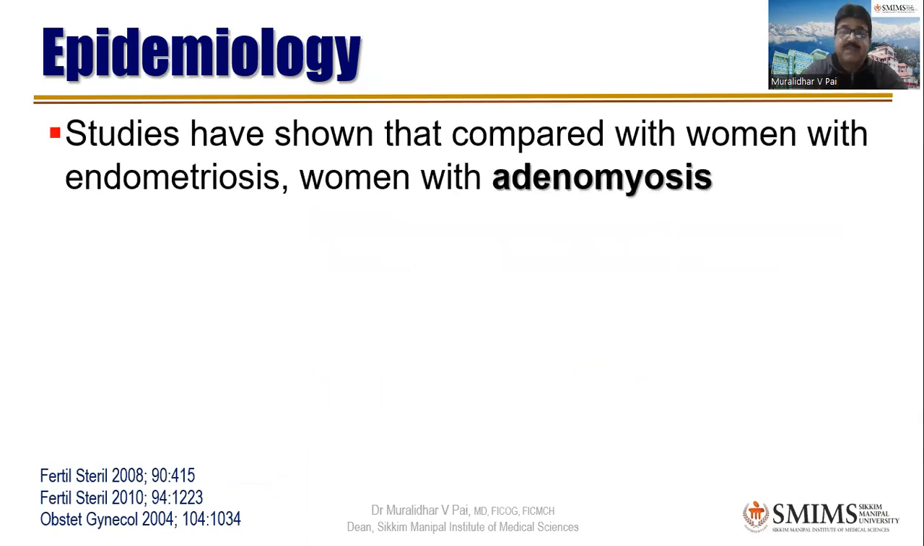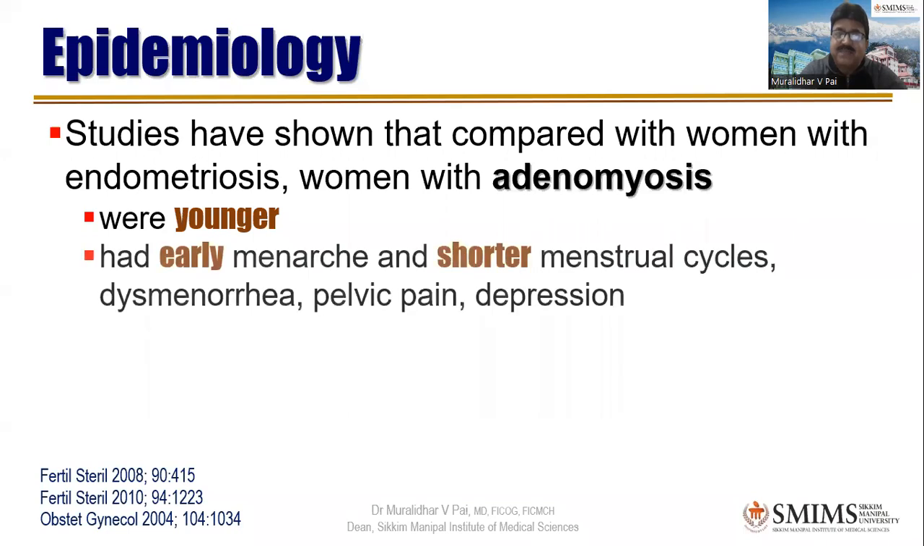Studies have shown that compared with women with endometriosis, women with adenomyosis were younger. So the myth is totally busted. She need not be elderly and parous. They were younger. They had early menarche, that means a long duration of estrogen exposure, and shorter menstrual cycles. Again, what does a shorter menstrual cycle mean? Always the cycle length is shorter or longer depending upon the first half of it. Usually the second half is constant, right? And there can be dysmenorrhea. They had dysmenorrhea and pelvic pain and depression.